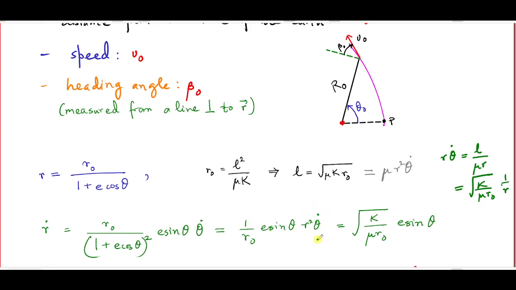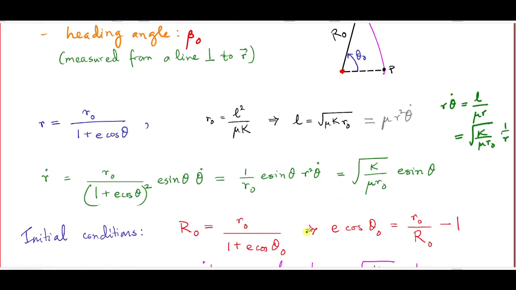And since r square theta dot is simply L over mu, we can rewrite this as root over k by mu r0. That is, you are dividing this quantity L by mu r0 to end up here times e sine theta. Now, this is the background that we need to put in our initial conditions.